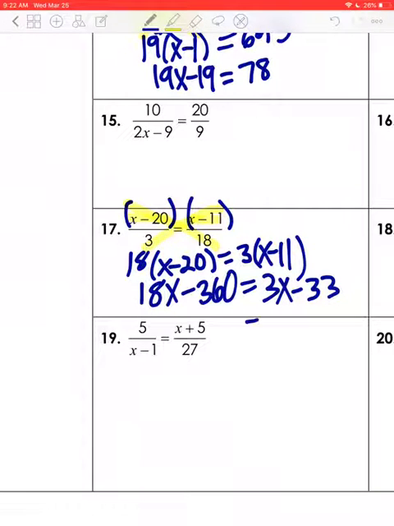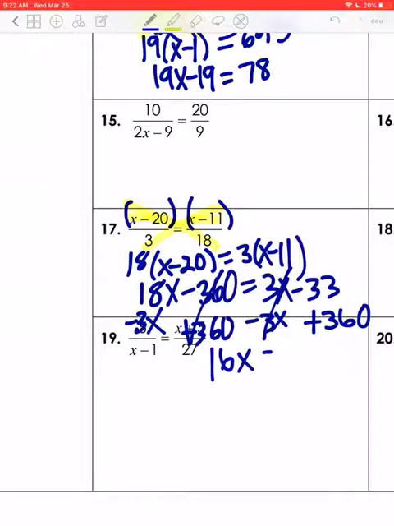So I'm going to subtract 3x from both sides, and at the same time add 360, add 360. So that way I get x's on one side, 15x, and numbers on the other side. 18 minus 3 would be 15x. And then negative 33 plus 360 is 327. Okay, so divide both sides by 15, x equals 21.8.